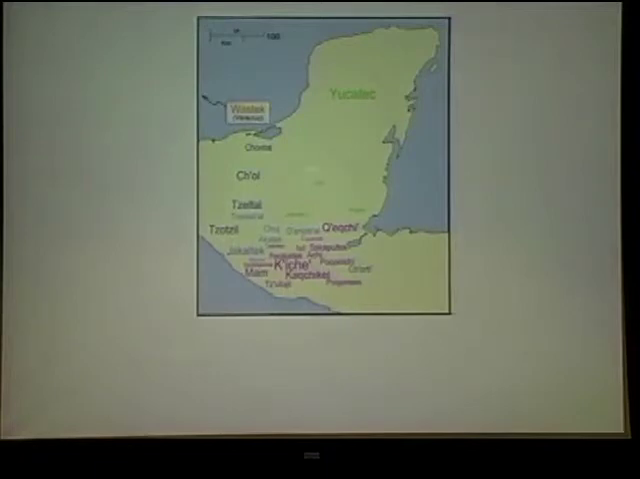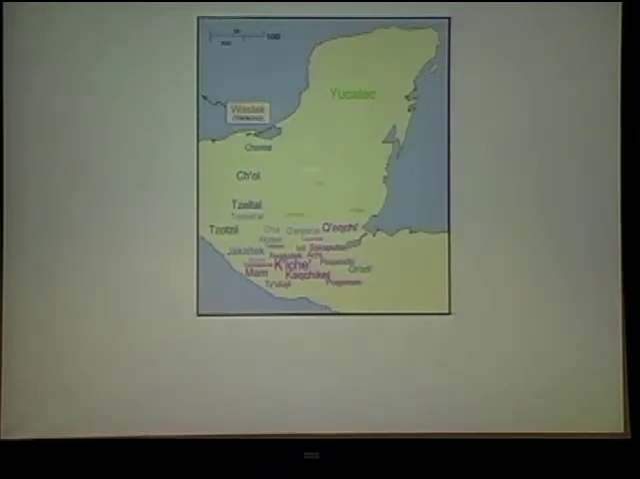This map here shows you the distribution of Maya languages today. I want to say one word. Here we talk about Maya languages and not about dialects or tongues or something else. The Maya language family is a language family just like the Indo-European language family. And within that family, you have different languages. So the different Maya languages that we'll be talking about are related to each other in the same way as English is related to German, for example.